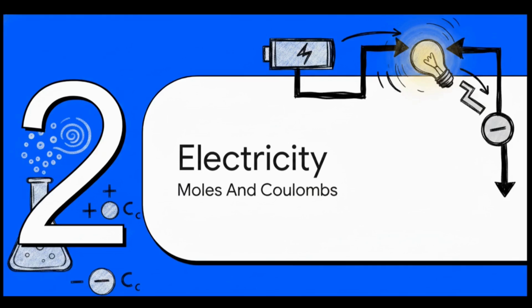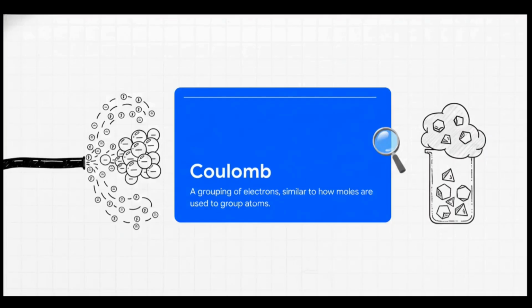Moving on to Section 2. Electricity, moles and coulombs. If energy is the currency in our little accounting game, electricity is the delivery system. It's really just the flow of charge, specifically electrons, carrying energy from a source, like a battery, all the way around a circuit to a component, where that energy is finally released. But to truly get electricity, we need to understand how we count these charges in the first place, and that brings us to coulombs.